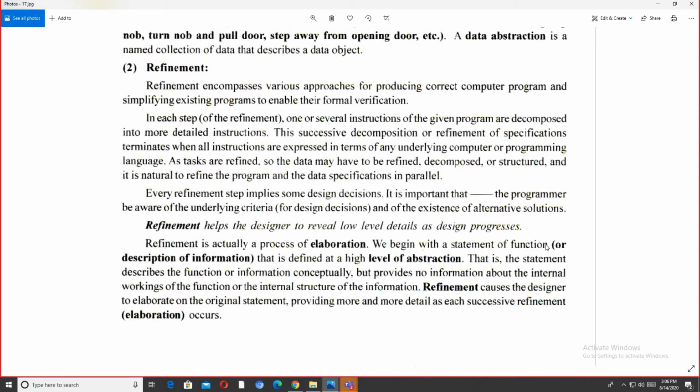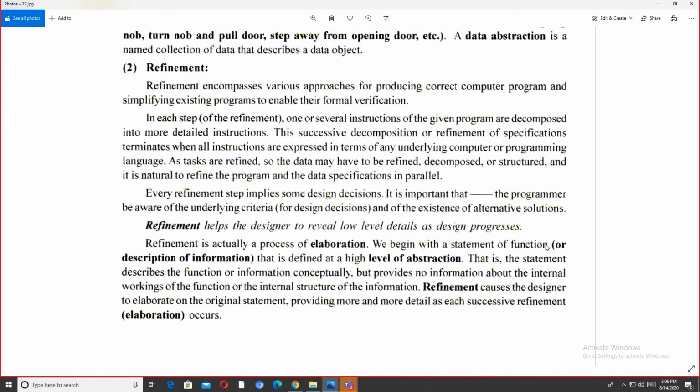Further, the statement describes the function or information conceptually, but provides no information about the internal working of the function or the internal structure of the information. So it is clear here that the statement that describes the function or information conceptually, that is the higher level of abstraction, but provides no information about the internal workings. If we are providing some information about the internal workings, then we can say that it is the lower level of abstraction.